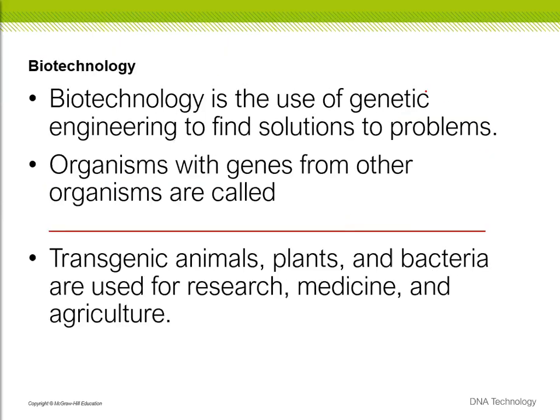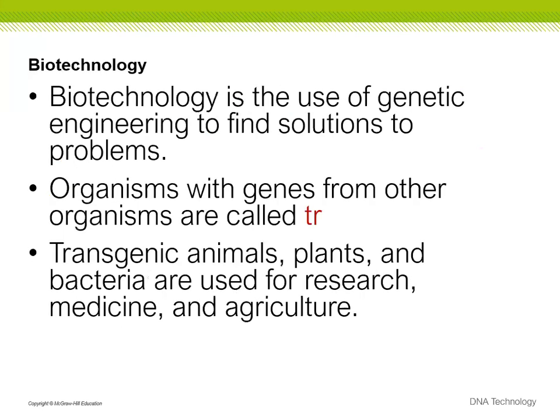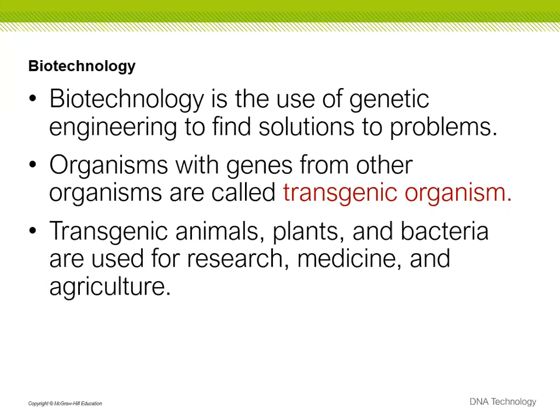Almost done. So we use biotechnology to fix things, right? There's a problem, we fix it. When we have an organism and it has genes from another organism, we call it a transgenic organism. If I have a tomato plant, but I've injected some of the DNA from an apple into it to create a hardier fruit, it's a transgenic tomato. Transgenic animals, plants, and bacteria are used all the time in research, medicine, and agriculture. Those are the three primary things that we use it in.